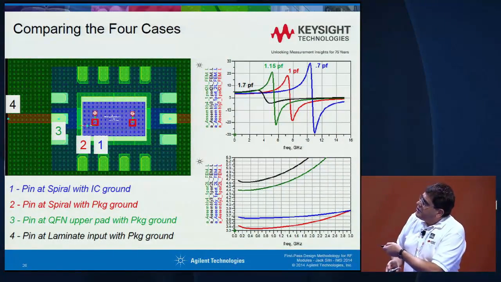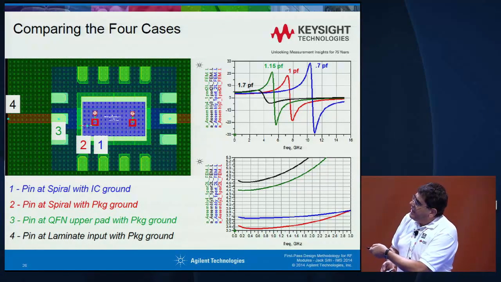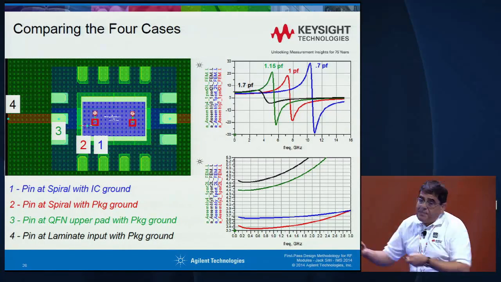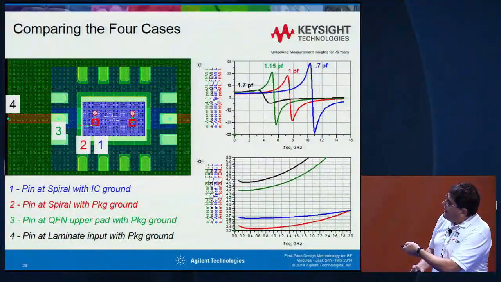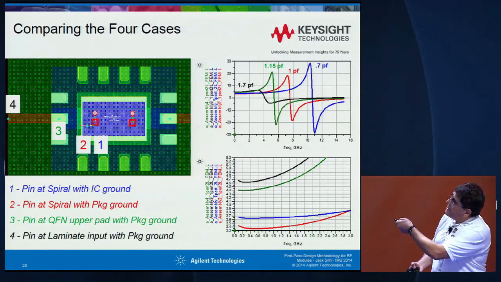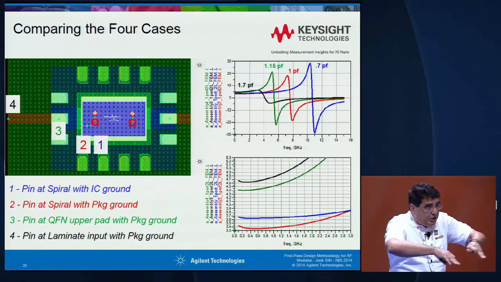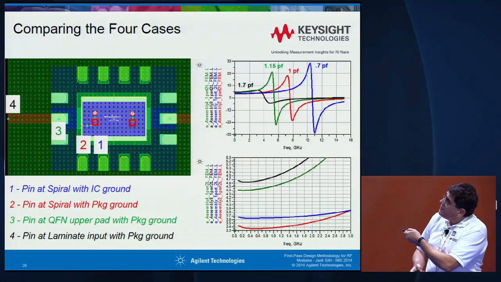Then I took that structure and I said, okay, let me simulate this with the ground being the IC ground. Then I changed the ground to the package ground under the laminate. I changed my ground reference point. And notice that I get different results, blue and red. Inductance, and here's the blue and the red. Why? Because the laminate has capacitance. The laminate board has capacitance, and it added more capacitance and shifted my inductance curve.